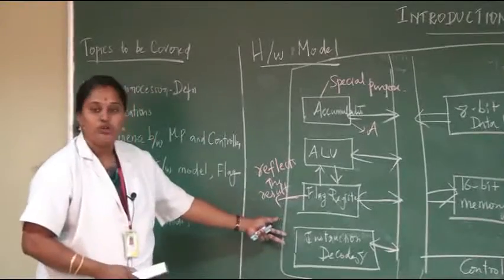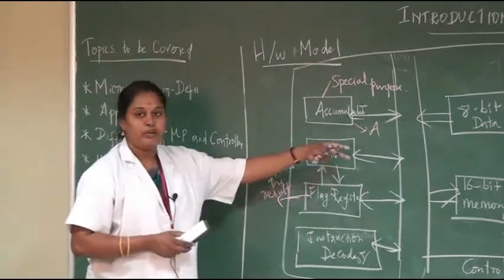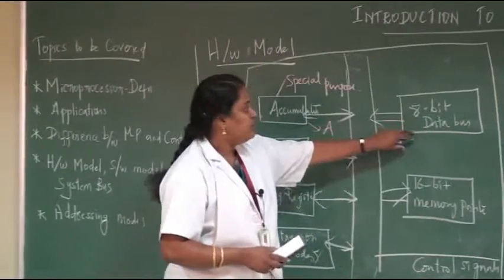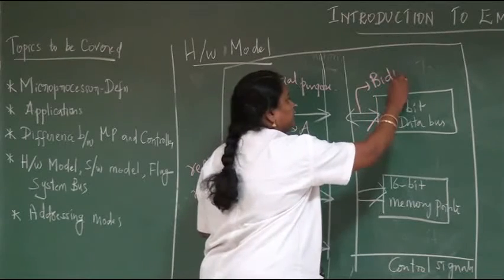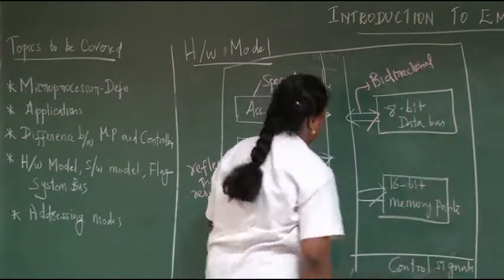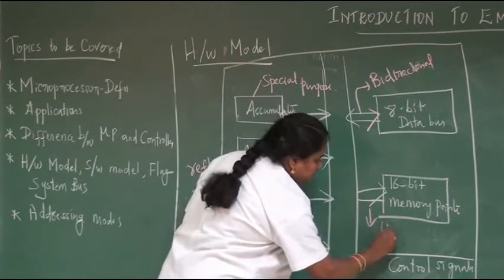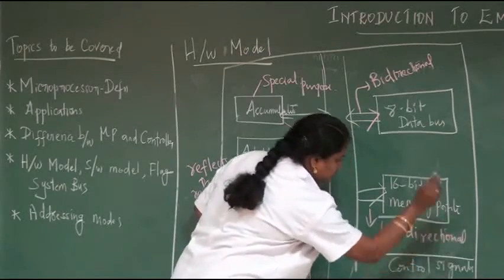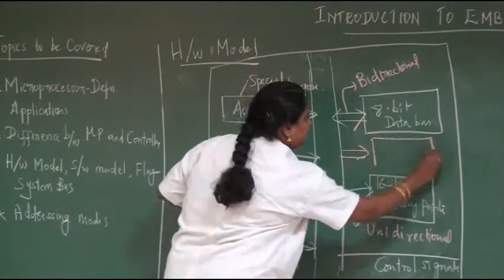And the next is the instruction decoder. The instruction decoder is a unit which is going to convert the instructions stored in the memory into a machine understandable form. That is the role of the instruction decoder. And we have an 8-bit data bus which is bidirectional. And we have a 16-bit memory pointer which is unidirectional. Apart from this, we have a register array.